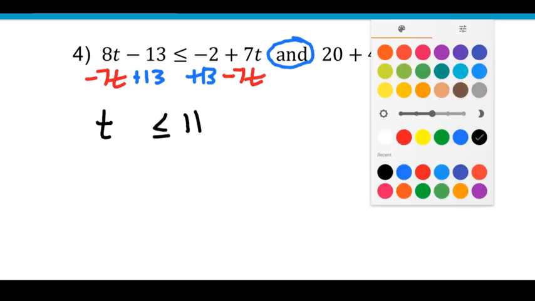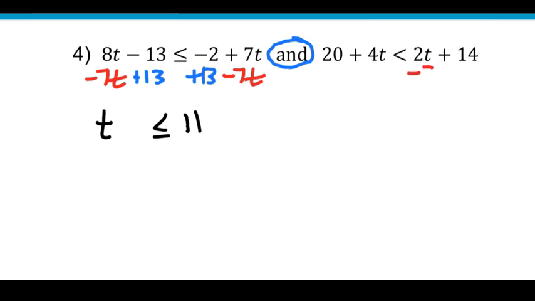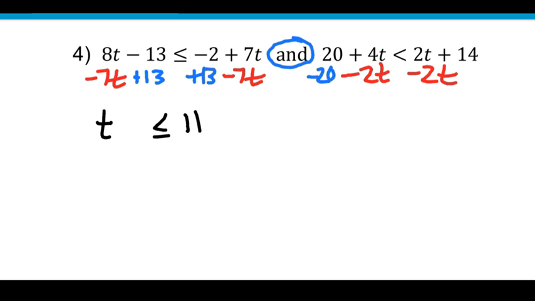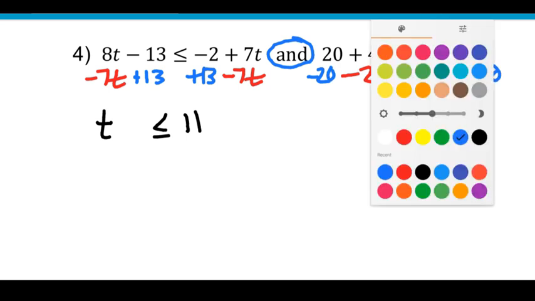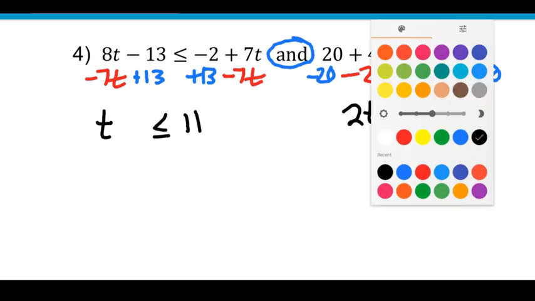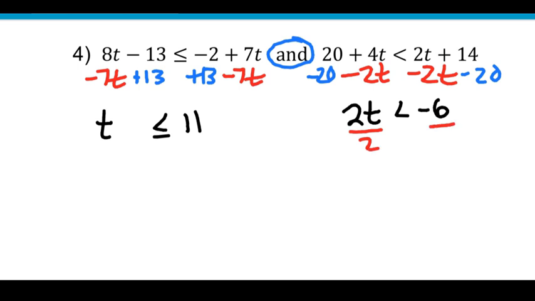So the other one over here, let's go ahead and subtract 2t from both sides. And let's move over this 20, so subtract 20 from both sides. And then we end up with a positive 2t on the left, less than negative 6 on the right. And then one more step here, let's divide by 2. And we get t is less than negative 3.